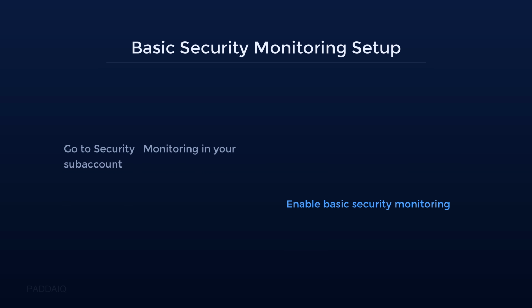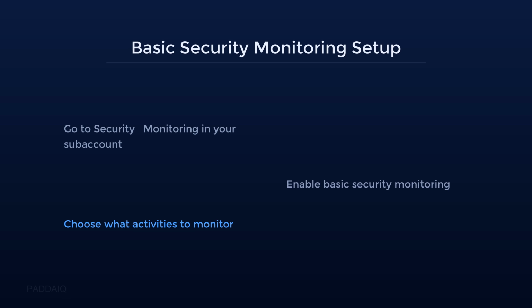Enable Basic Security Monitoring. This means activating automated tools to continuously scan your SAP BTP environment for potential vulnerabilities and suspicious activities. For instance, it can automatically alert you if an unauthorized user tries to access sensitive development data. This foundational step is essential for proactively protecting your cloud applications and data.